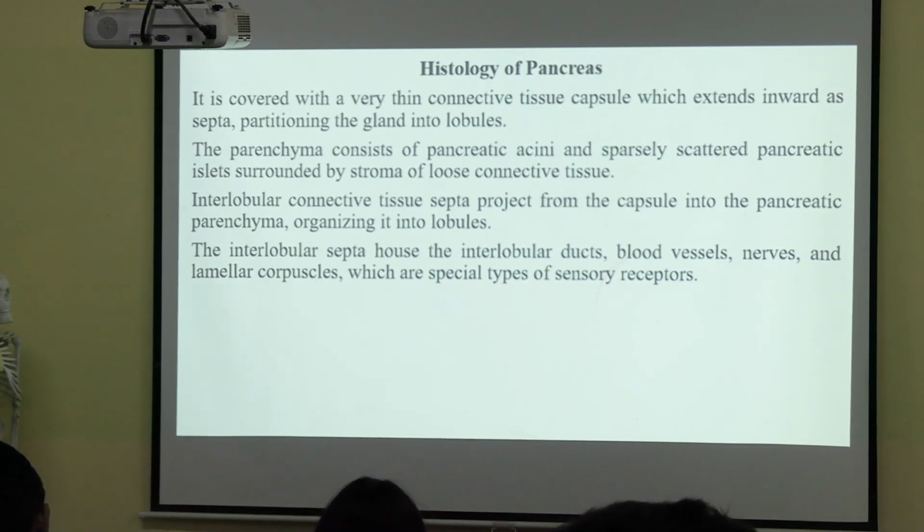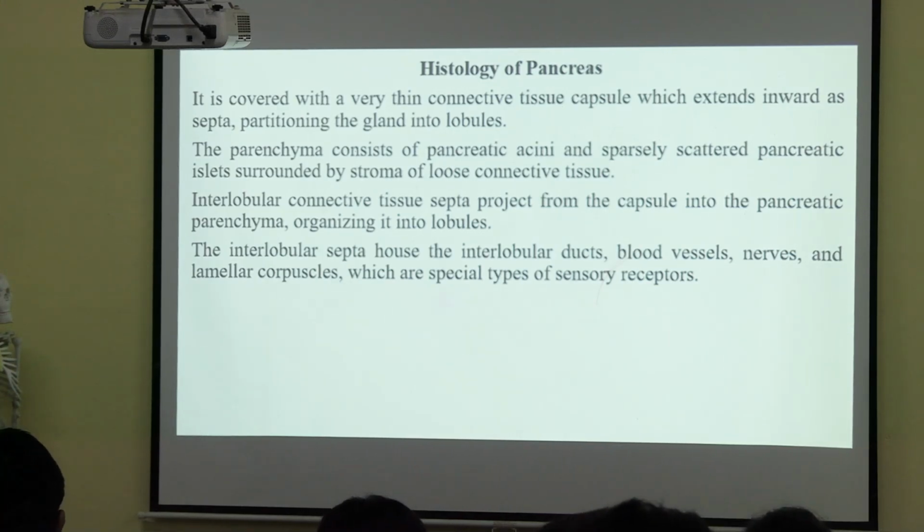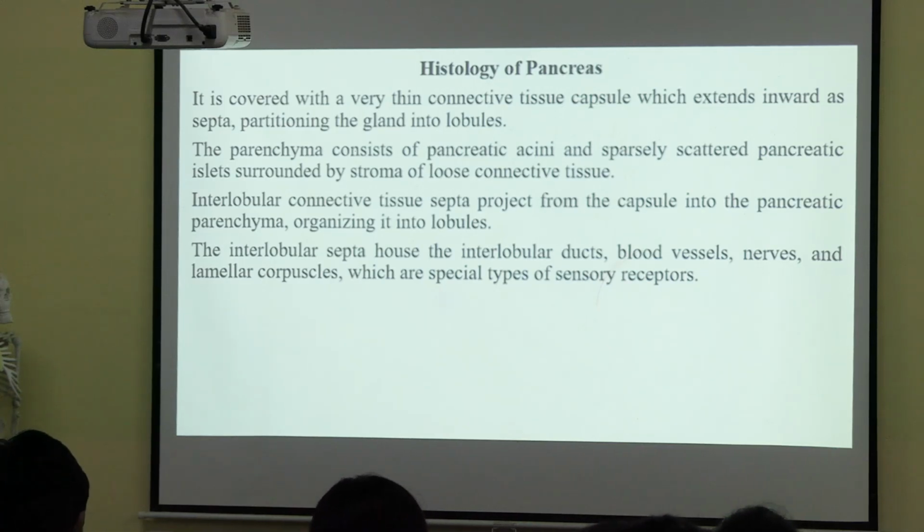So pancreas is which type of organ? In general, depending on the secretion, which type of organ is it? Endocrine and exocrine. Both endocrine as well as exocrine components are there in the pancreas. Okay, this is one point.